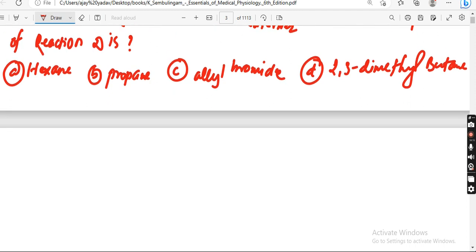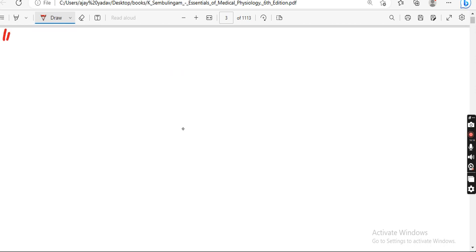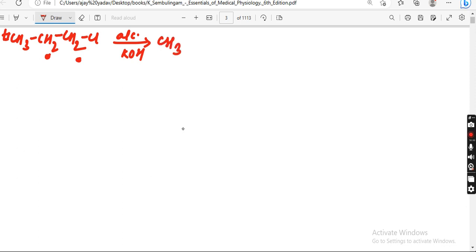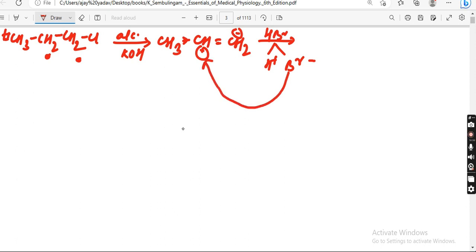So how to solve such questions? Let's come here and try to solve. We have been given CH3CH2CH2Cl, and we are using alcoholic KOH, which means there will be an elimination reaction. Hydrogen will be removed from here and chlorine from here, so this will give CH3CH=CH2. Now this is reacted with HBr, so Markovnikov's rule will be applied. This will give H plus and Br minus, and Br will attack here and H will attack here to produce CH3CHBrCH3.